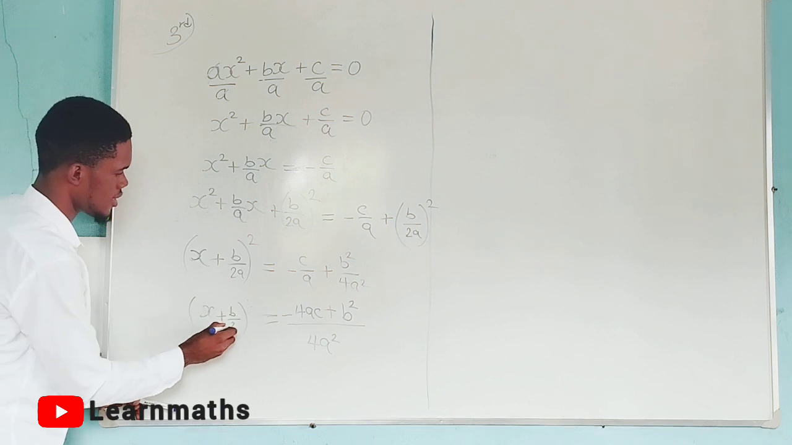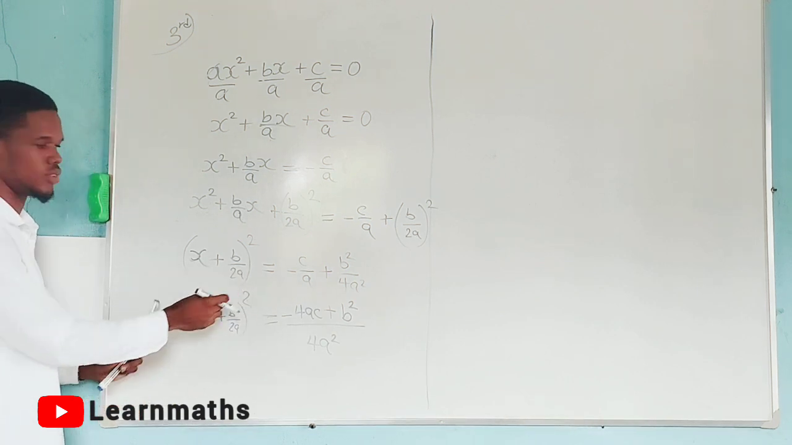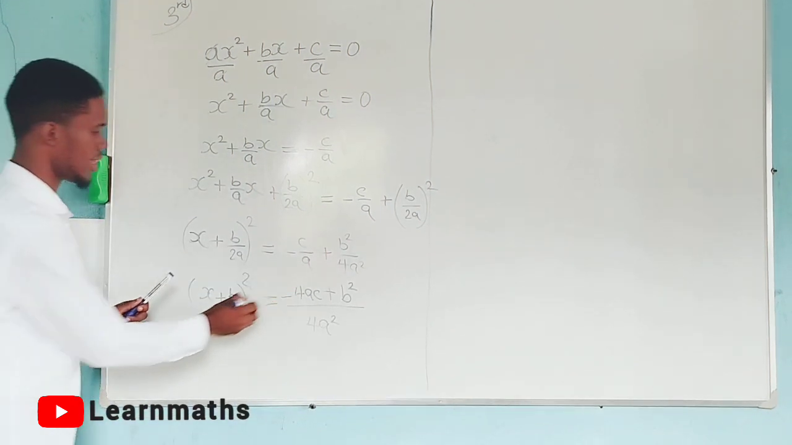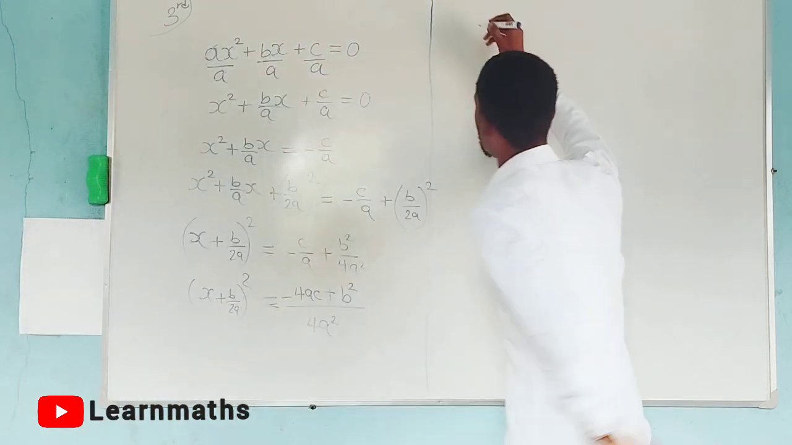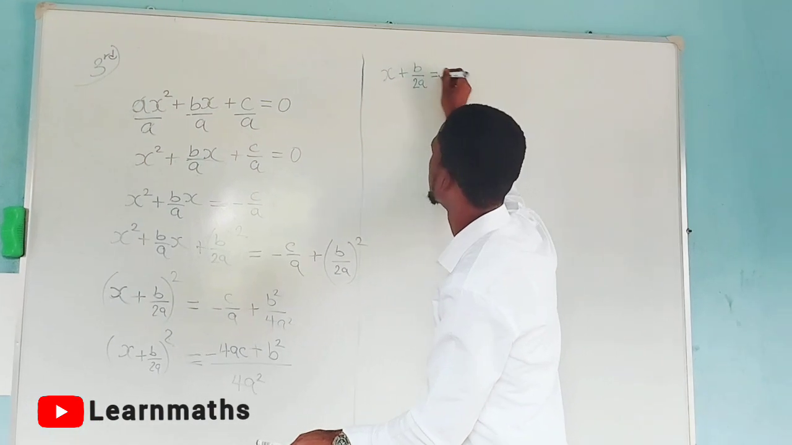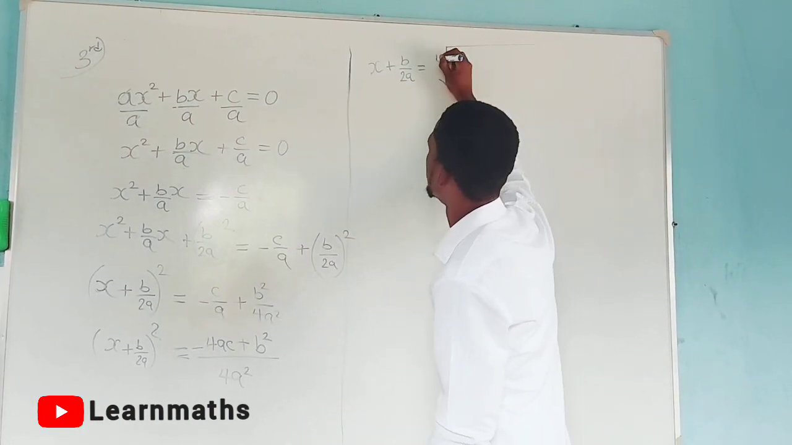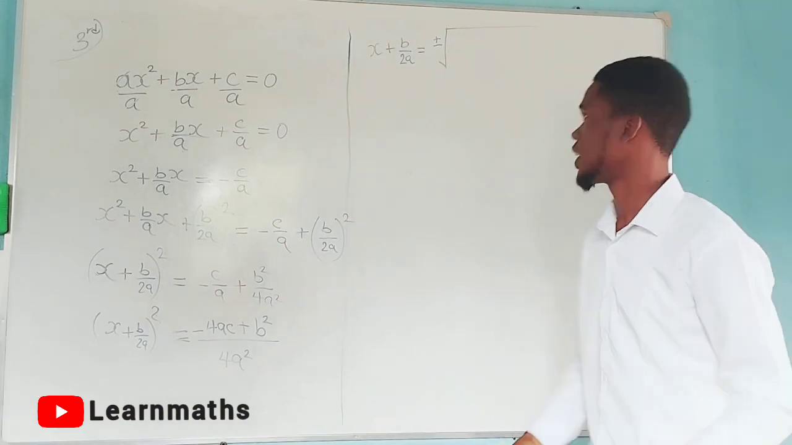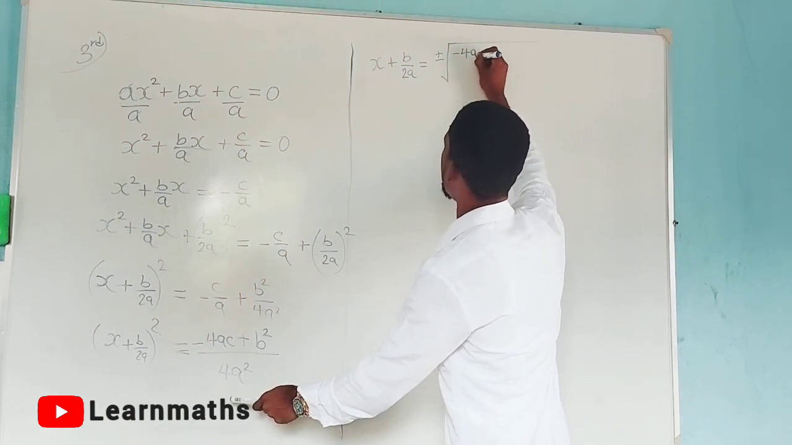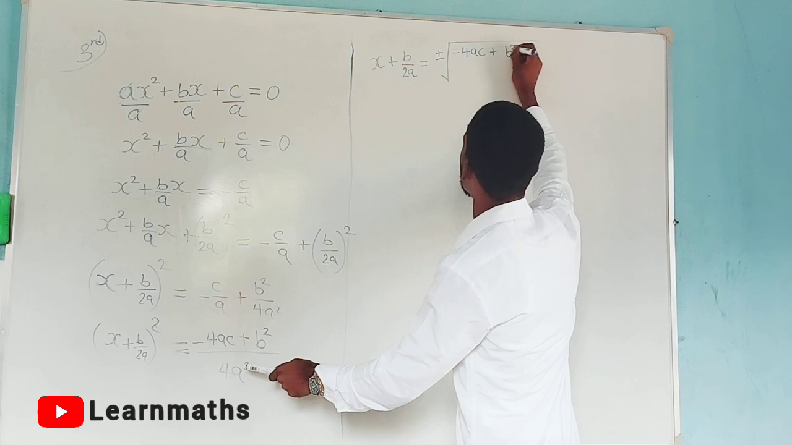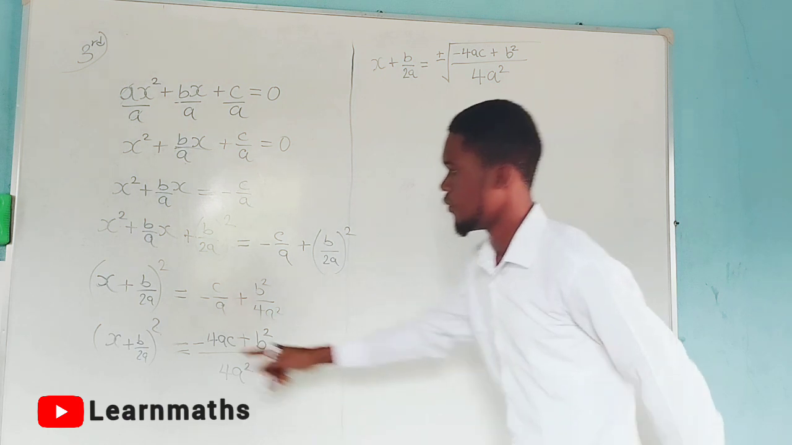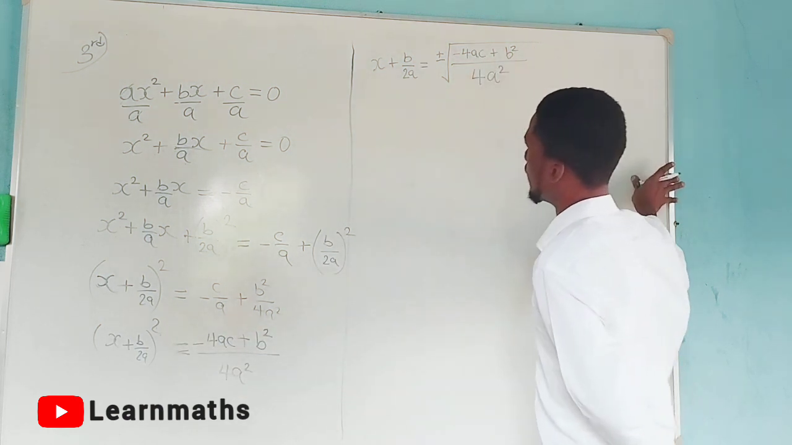What do we do next? We use the square to take the square root of the right hand side, right? So let's do that. We're going to have x plus b over 2a equal to the square root, plus or minus. Whenever I take the square root, your answer should be positive or negative. So now let's take the square root of this: negative 4ac plus b squared over 4a squared. Alright, we use this square to take the square root of the right hand side.